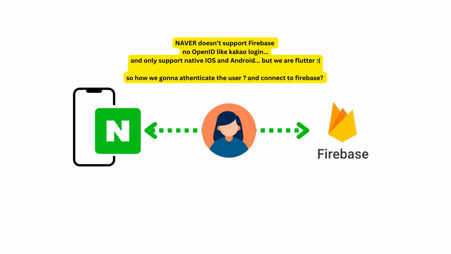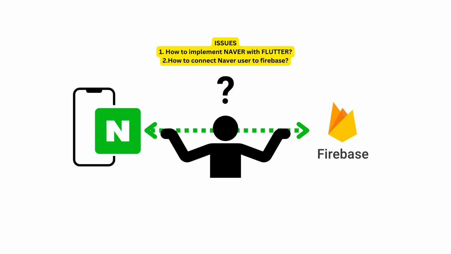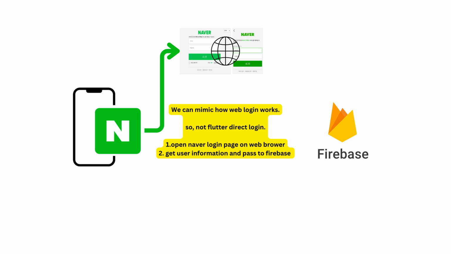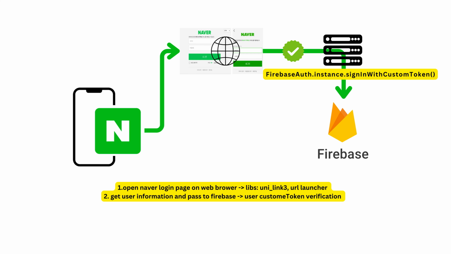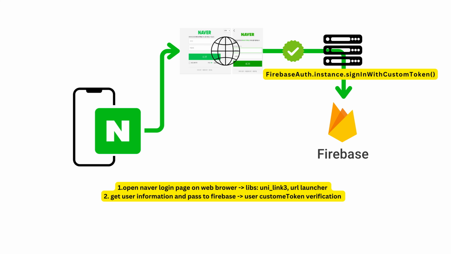Just a side note, Kakao, for example, provides something called OpenID, so it's super easy to connect, but Naver unfortunately doesn't support that. So right now, if you look at Naver Login and Firebase, there's no direct connection between the two. We're going to build that connection by mimicking a web login flow. Firebase expects an authenticated user, but the Flutter Naver Login library can't provide that. So we're going to put a server in the middle. That server will handle user authentication on behalf of Naver, then pass that authenticated user over to Firebase, so they can talk to each other.